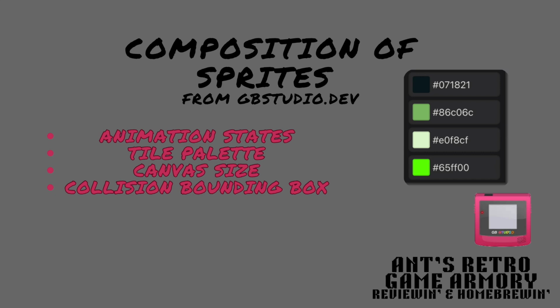Okay, these are the composition of sprites. This is basically your breakdown within GB Studio. You have animation states, which will be set by the type of player you have. That means, say, idle right, idle left, or idle up, or moving up. And that will be shown in GB Studio based on the type of character or sprite that you're using. The tile palette will be what you draw in your program. You can also set 2 other important properties: canvas size and collision bounding box.